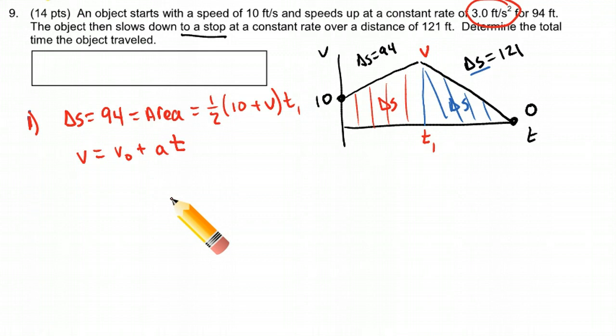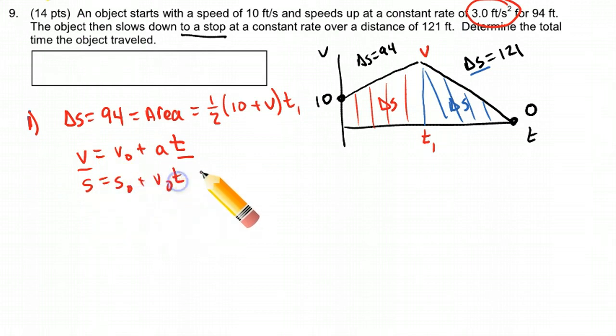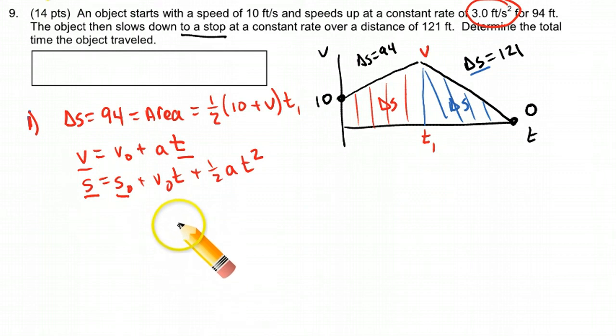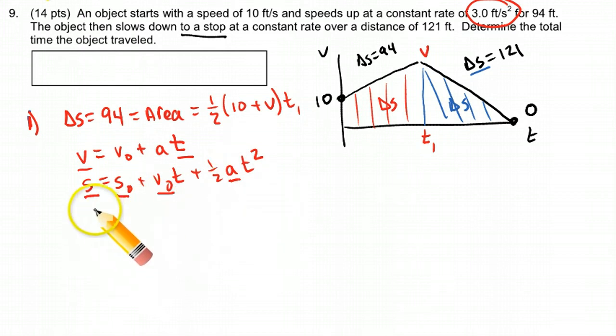We don't know T either. Let's see, starts with speed, constant rate, 94 feet. So this equation right here still has two unknowns, so that's not going to help us out. Let's go to another constant acceleration equation. We have S equals S0 plus V0t plus 1/2 AT squared. Okay, we know delta S, so we know the difference between those two. We know our initial velocity, we know our A. So we can find time from this equation.